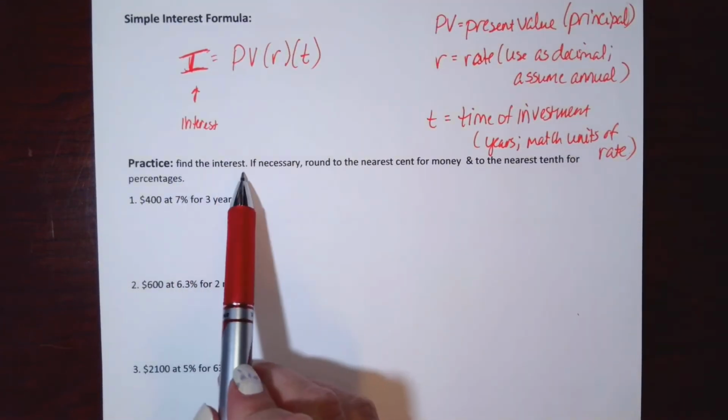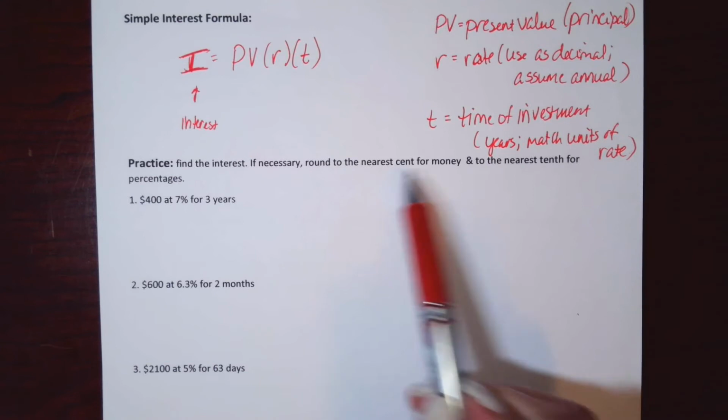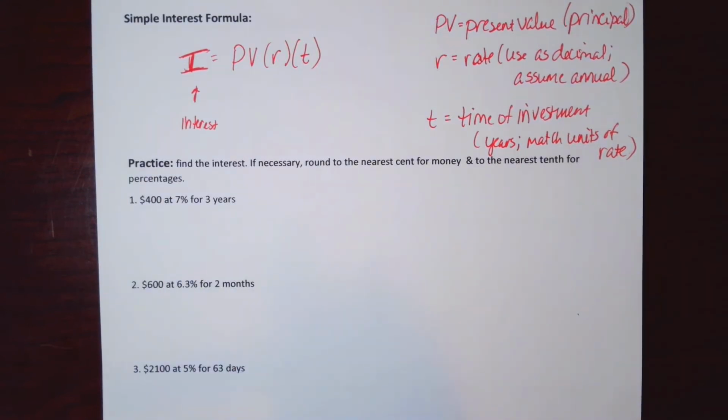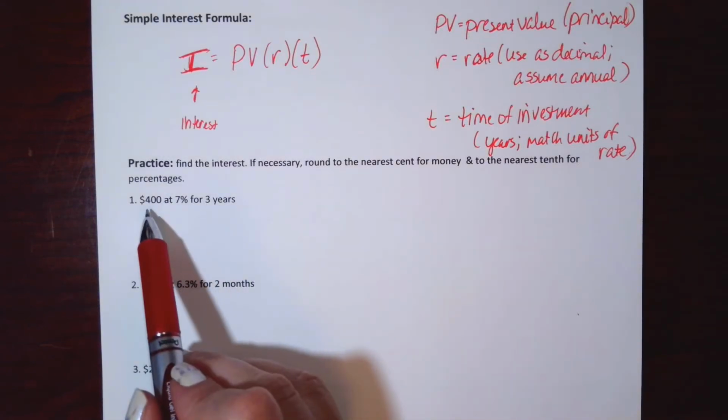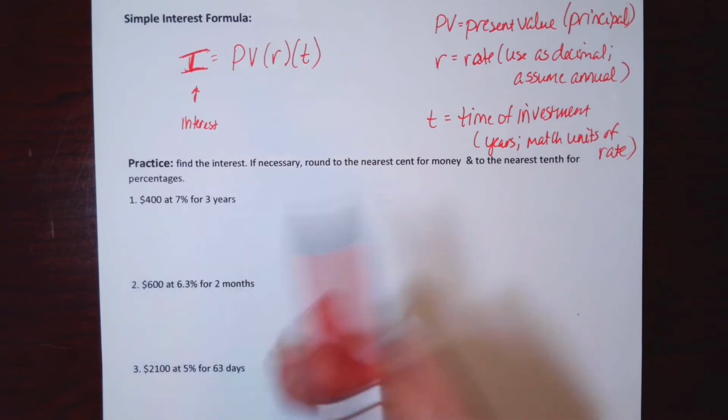We're going to find the interest. If we need to round, we'll round to the nearest cent if we're solving for money, interest or principal value, and to the nearest tenth if we're finding a percentage. So the nearest tenth of a percent if the percentage or the rate is our unknown. So we are going to invest $400 at 7% for 3 years.